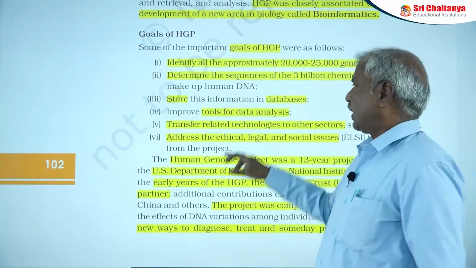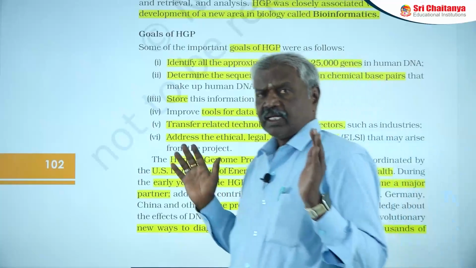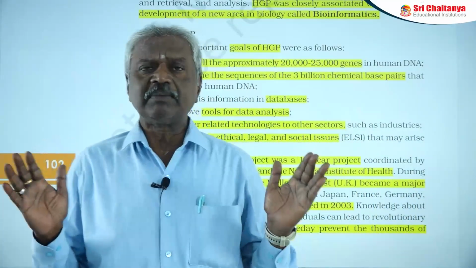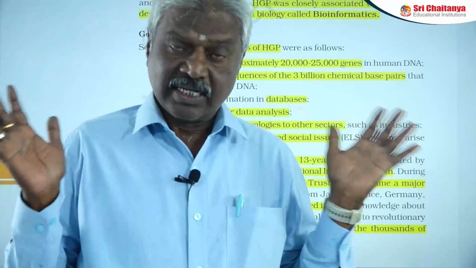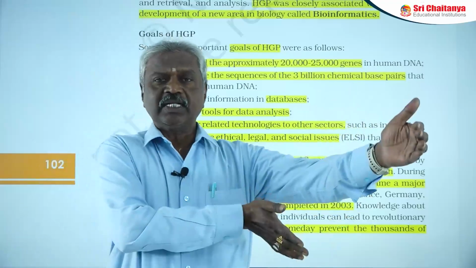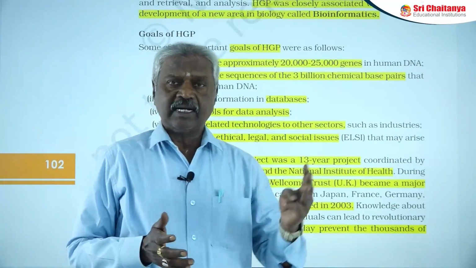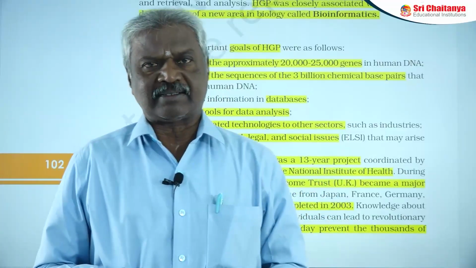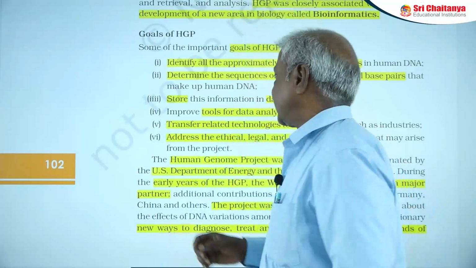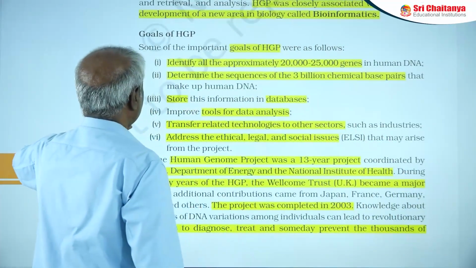Computer programs, so that is important. First of all, they have to determine the sequence of all 3 billion nucleotide base pairs. Later, they have to identify 20,000 to 25,000 protein coding genes. That's the second one. Third one, store them in databases. Then providing tools for data analysis. This is the important point.